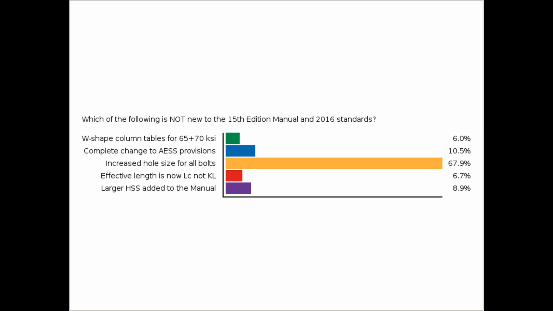Okay, Larry, let's check out our answers. It looks like about 65% of our participants are saying increased hole size for all bolts is not new to the 15th edition manual. What's the answer? That is the correct answer. What is in the 15th edition manual is increased hole sizes for 1-inch and larger diameter bolts. For the smaller than 1-inch diameter bolts, the hole size remains a 16th inch oversize. For 1-inch and larger diameter bolts, it's an 1/8 inch oversize.